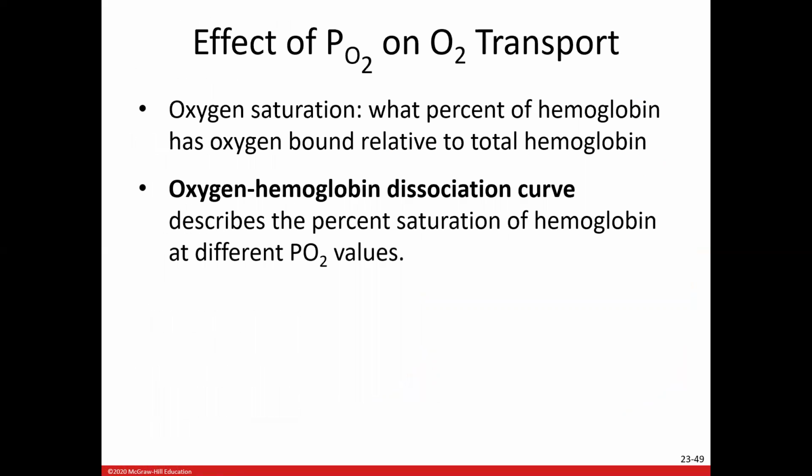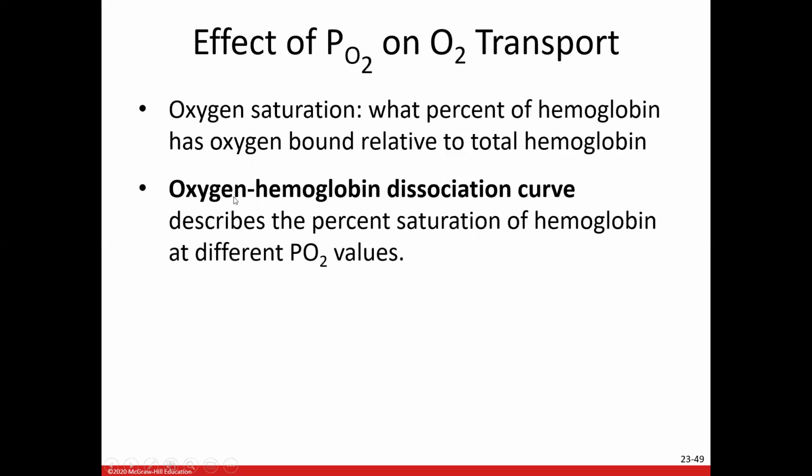So a couple different things can ultimately affect the partial pressure of oxygen transport. And the way we notice this effect is what's called oxygen saturation. What that is saying is what percent of hemoglobin has oxygen bound to it in comparison to all of the hemoglobin. So for example, to keep it real simple, if I had 100 hemoglobin proteins in a sample of blood, and 73 of them had oxygen bound to them, that is a 73% oxygen saturation.